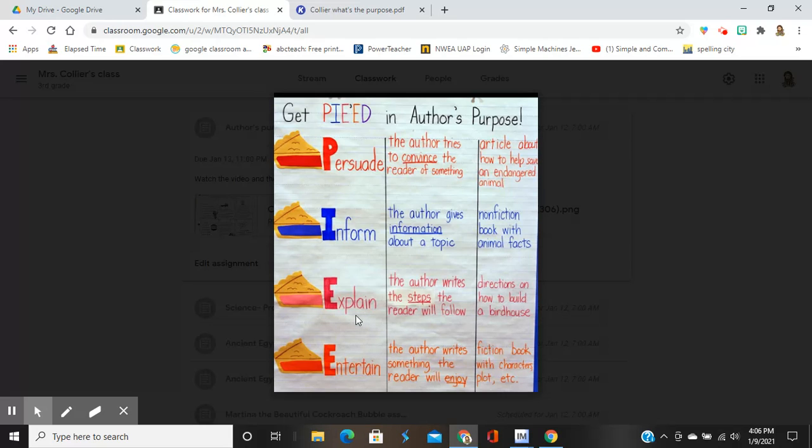Then we have our first E, explain. So the author writes the steps the reader will follow. Directions on how to build a birdhouse are a good example. So you could write a paper or paragraph about how to build a birdhouse. You could write a paragraph about how to make a peanut butter and jelly sandwich. And you give the steps: get out your bread, get out your peanut butter, get out your jelly, get out a knife, get out a spoon, however you make it.